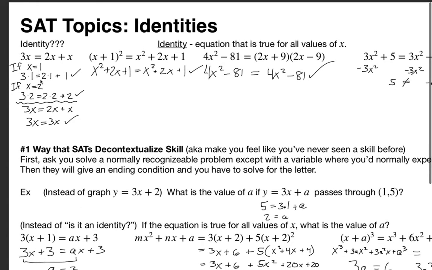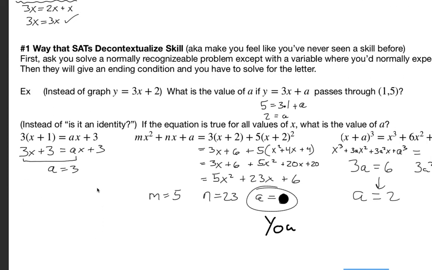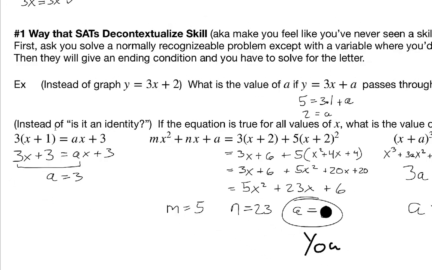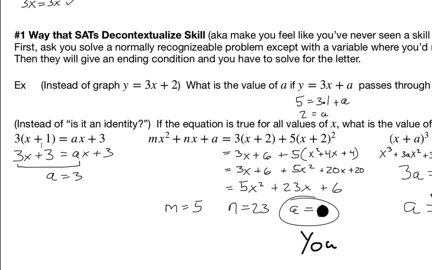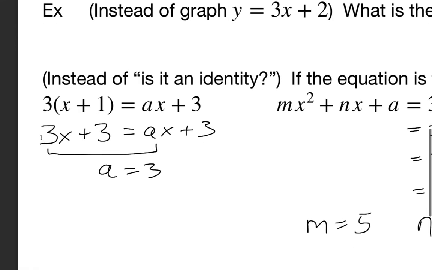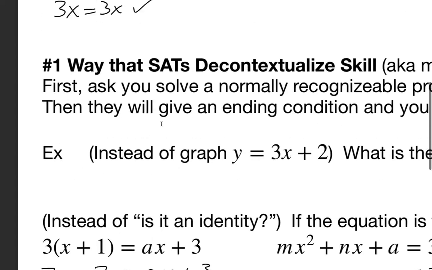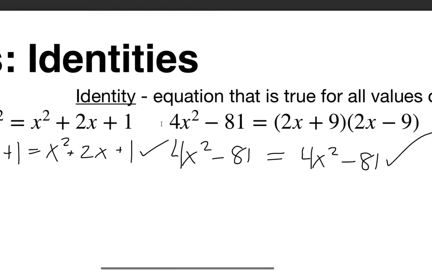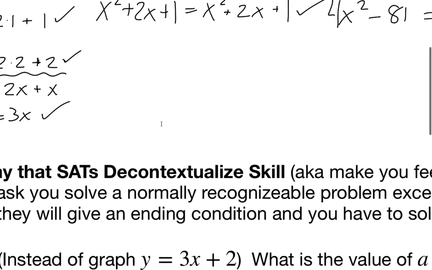They're not going to ask, is this an identity on the SATs? What they're really going to do is assume that it is an identity and then figure out what is the value of a. So the question will read something like, what is the value of a such that the below equation is true for all values of x? True for all values of x means it's an identity.